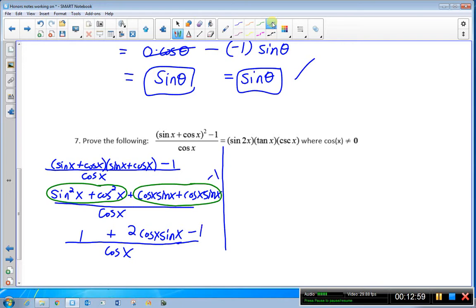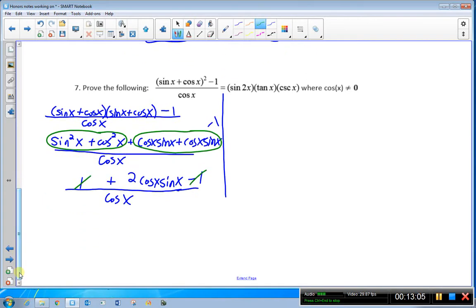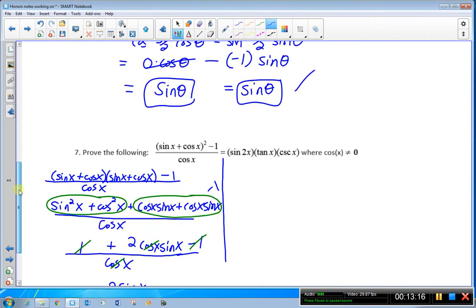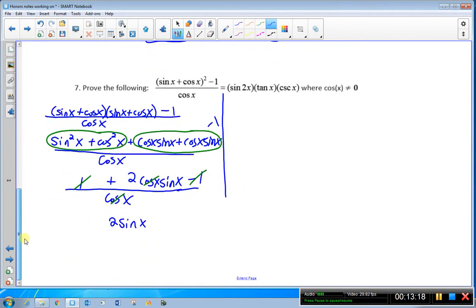So there's minus 1. So that actually works out nicely because now the 1's cancel and I actually can simplify further. Now, because I get rid of those, the cosines cancel and I'm left with 2 sine x. So now I'm trying to get the right-hand side to say that as well.